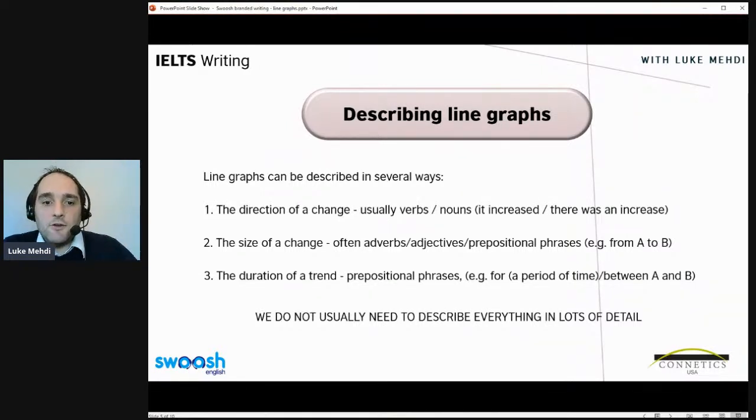And the duration of a trend as well. The duration of a trend: how long did it last? That's a prepositional phrase. It's a period of time. So in the first 5 days, something happened. Or between the year 2000 and 2002, if the time along the bottom there is years. Again, between 2000 and 2002, what happened? Give the direction and size of change.